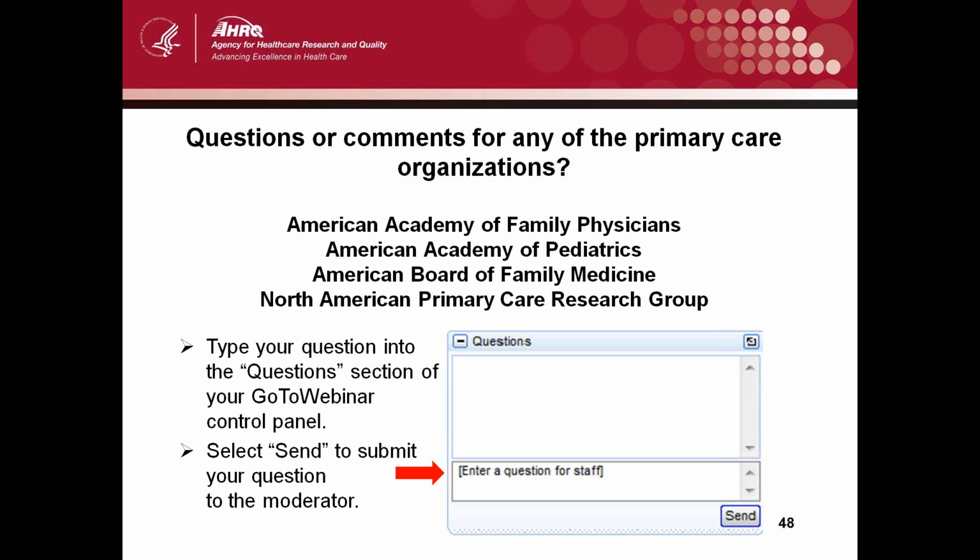I'll start with a simple one for you, Bob. Somebody asked where they can learn more about the International Classification of Primary Care. Do you have any quick resources or places to direct folks? Certainly.